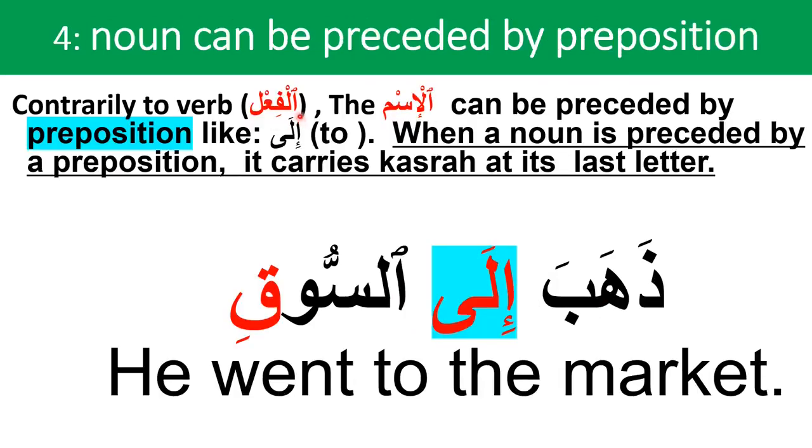Contrarily to the verb al-fi'l, the ism can be preceded by a preposition like ila, to. When a noun is preceded by a preposition, it carries a kasra at its last letter. ذهب إلى السوق. He went to the market.